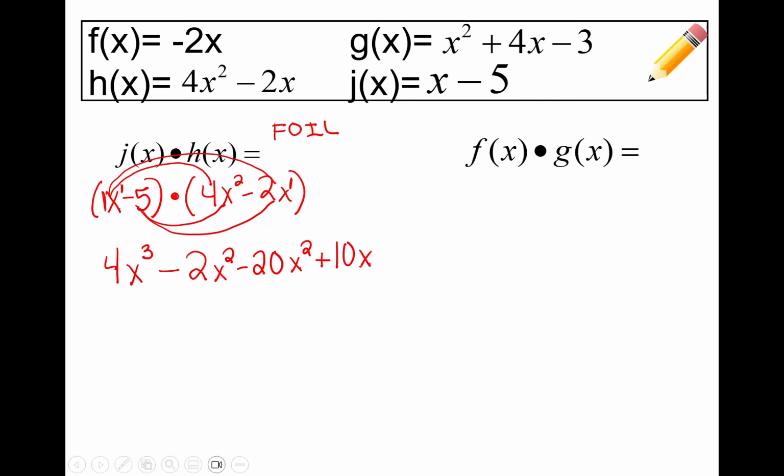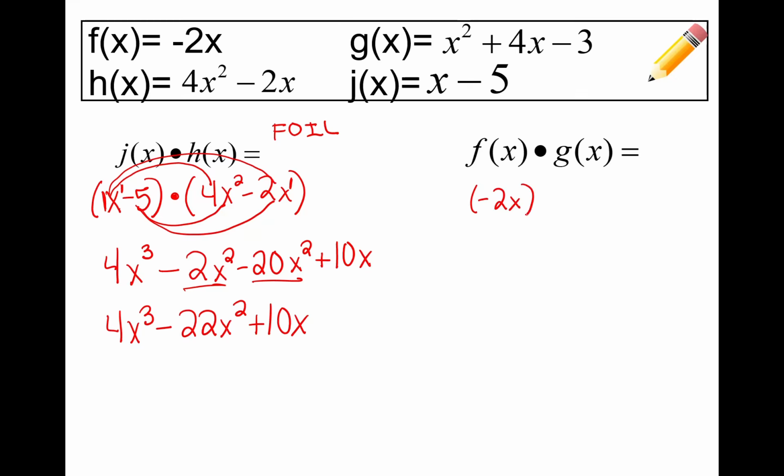Let's combine our like terms. So I got that guy and that guy. Those are the only two that are alike. So I'm going to get 4x cubed minus 22x squared plus 10x for a final answer there. Let's try it again. So I now have f of x times g of x. So negative 2x times x squared plus 4x minus 3.